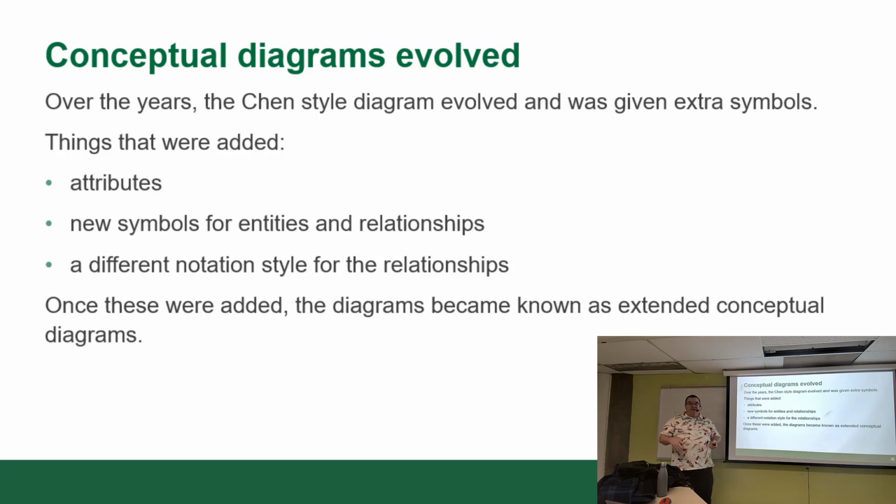And then the diagrams evolved. Over the years, the Chen style diagram was given extra symbols. They added attributes because it's cool that you're telling us how things are related, but you're not describing them at all. They added new symbols for the entities and the relationships to expand what they were, and they created a different notation style for relationships. Once these were added, the diagrams became known as extended conceptual diagrams.